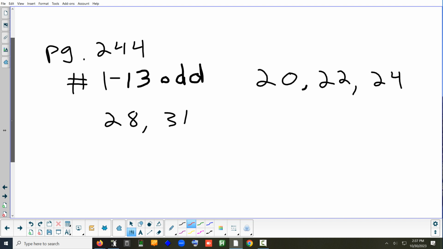Okay, so that's the homework. It's 1 through 13 odd, and then 20, 22, 24, 28, and 31. So I think it's like 12 or 13 questions. Okay, and we'll go over that tomorrow, and then we'll start to look at the last section for this week.